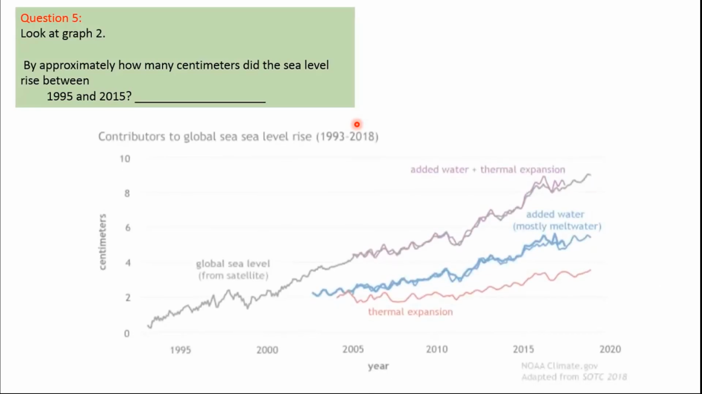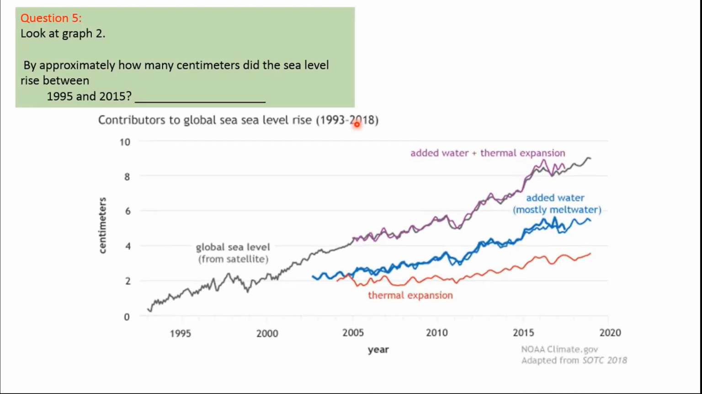Question 5, look at graph 2. By approximately how many centimeters did the sea level rise between 1925 and 2015? We have our 1925, which is right here, and it goes to this point, which is over here. This is in centimeters, so the numbers are slightly different, and we'll go over that in a second. Our halfway point is roughly about there. So this is just right at our halfway point, possibly. And 2015, our 2015 mark is right there. It's about halfway between our 6 and our 8, so it's somewhere right in there.